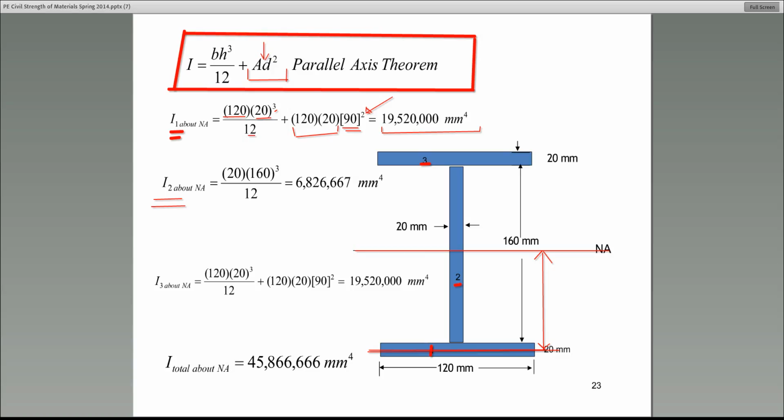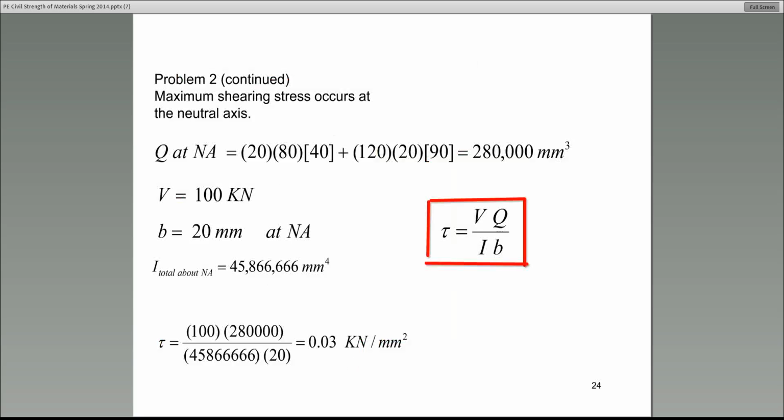And then I have to find I3. Because this section is totally symmetrical, I3 comes out to be the same as the moment of inertia for 1, but the total moment of inertia has to be the summation of all the 3 values. Please make sure that you know how to do these kinds of problems.